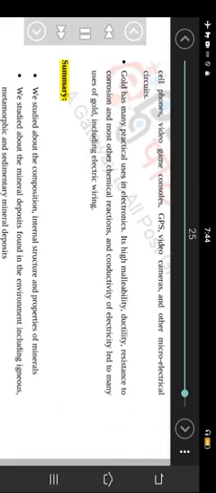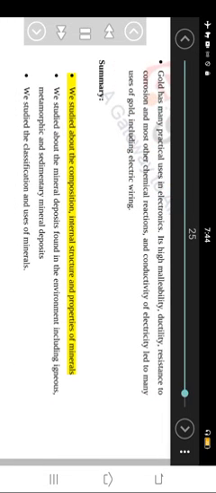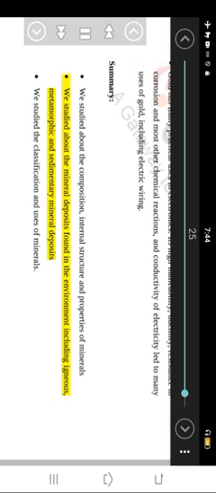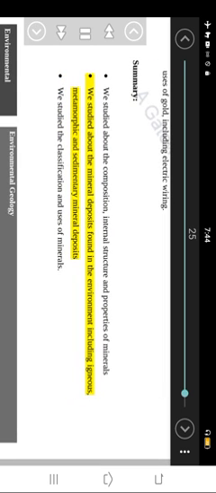Summary. We studied the composition, internal structure and properties of minerals. We studied the mineral deposits found in the environment including igneous, metamorphic and sedimentary mineral deposits. We studied the classification and uses of minerals.